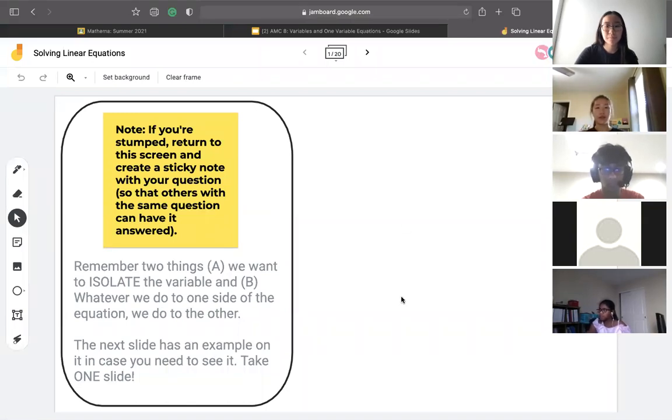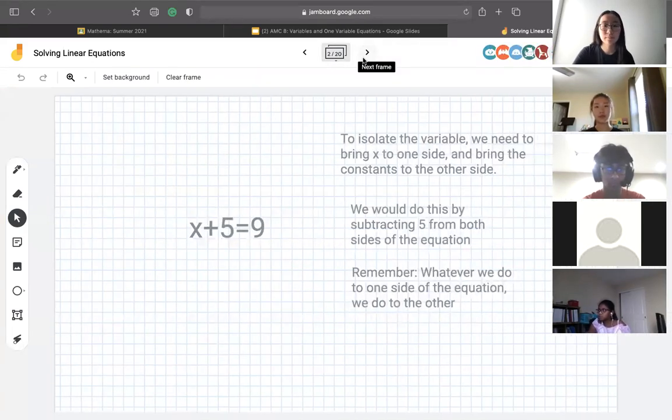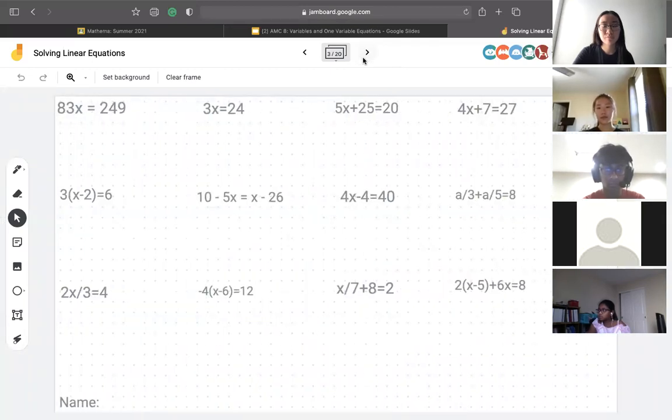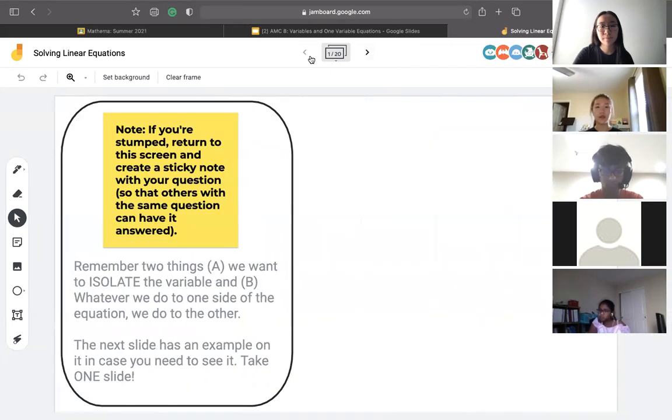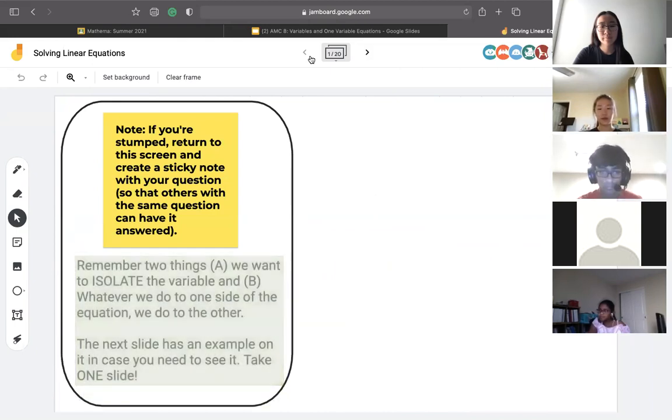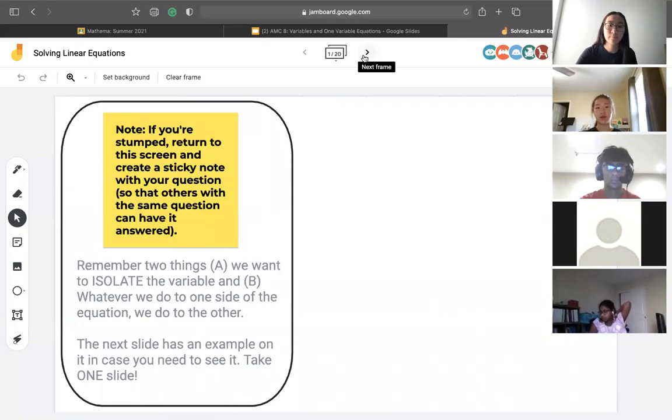Basically, there are going to be some slides with problems. You're going to go to one of those slides, put your name at the bottom, and then solve all of the equations that you see on there. In the beginning, there are a couple of reminders and an example. Remember two things: we need to isolate the variable, and we do this by moving the variable to one side and the other numbers to the other side. And whatever we do to one side of the equation, we have to do to the other.